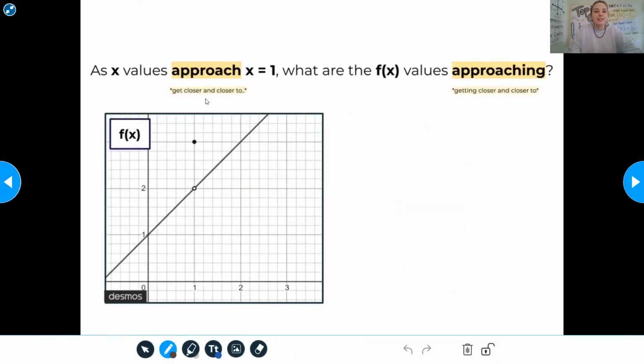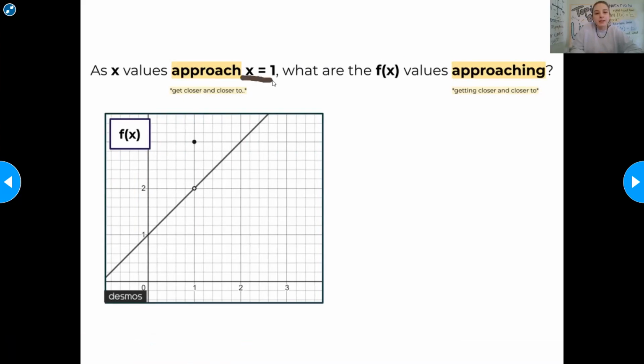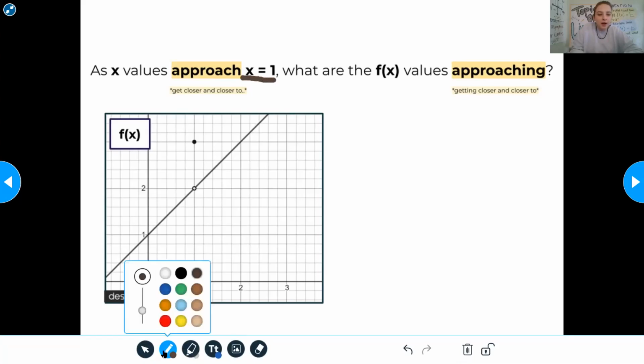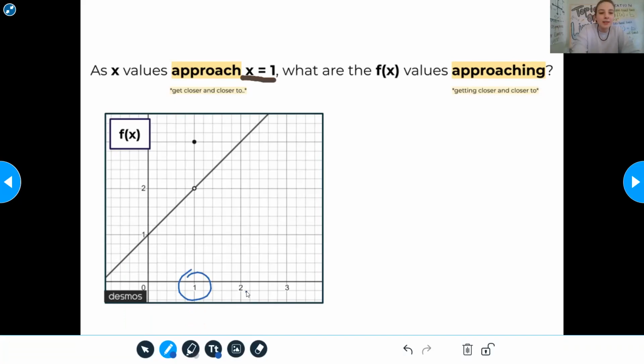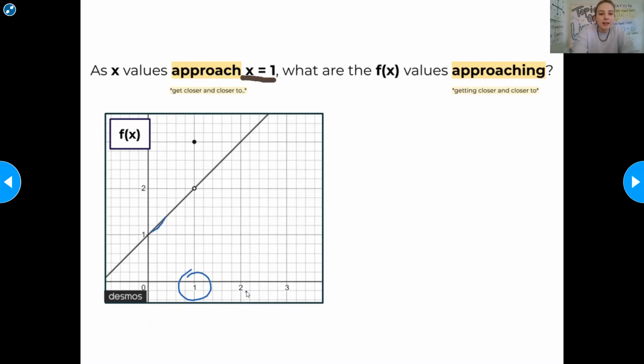So as x values approach x equals 1, what are the f of x values approaching? Remember, this is the question that you're going to ask yourself whenever you're looking for a limit. So the x values I'm approaching are x equals 1. So I'm going to take a look at where x equals 1 is on my graph. Here it is. And I'm going to look from the left side and the right side. So from the left, if I'm starting here and getting closer and closer to 1, it looks like the y value I'm approaching is 2. And from the right, the same thing. As I'm getting closer and closer to 1, the y value I'm approaching is 2.